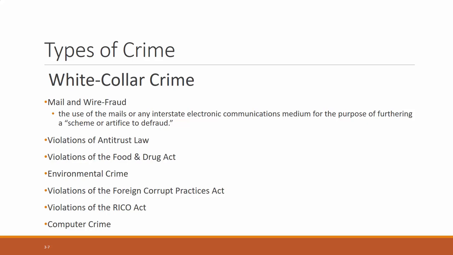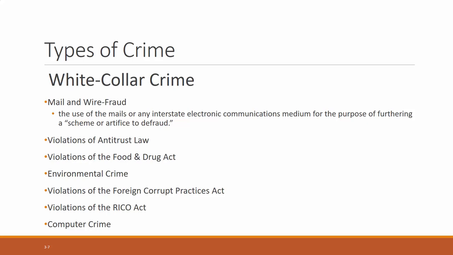Okay, environmental crime, violations of the Foreign Corrupt Practices Act. This mostly has to do with bribing foreign officials. There's a lot of countries in the world where bribery is the norm. That's just how they do business. Well, an American citizen can't legally do it, which really puts us at a disadvantage sometimes if you think about it, competing against international companies who don't have similar laws in their country. Anyway, so those are challenges.